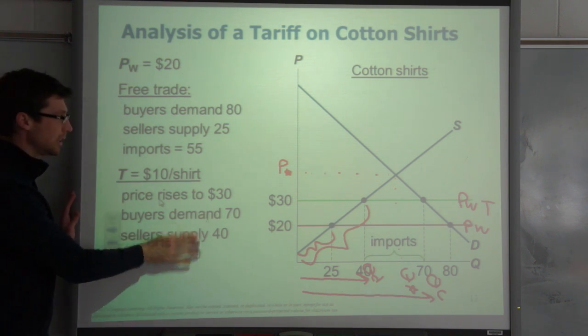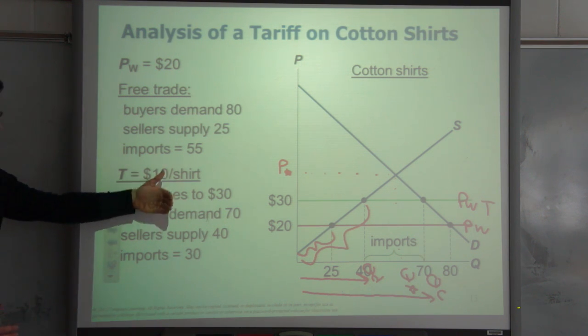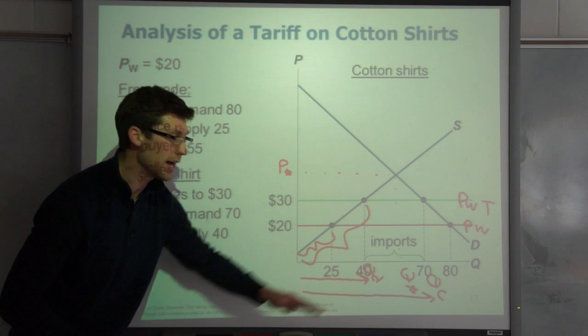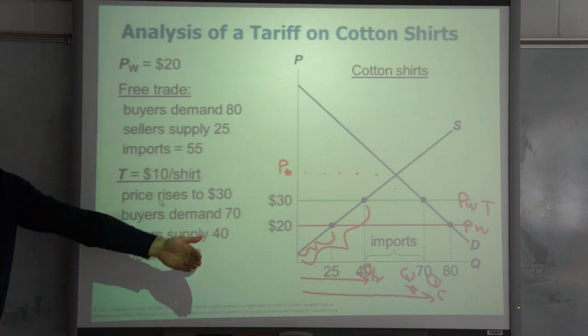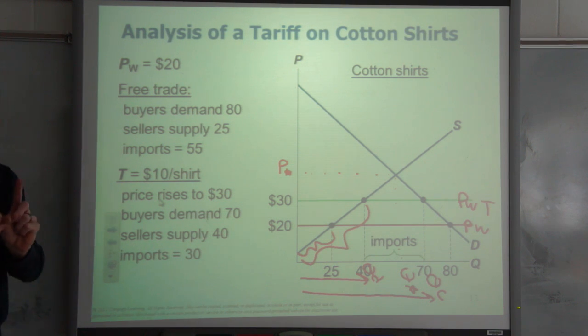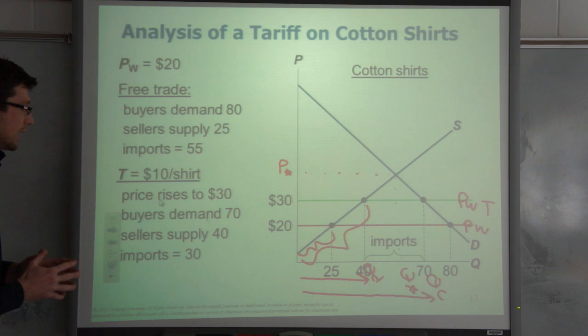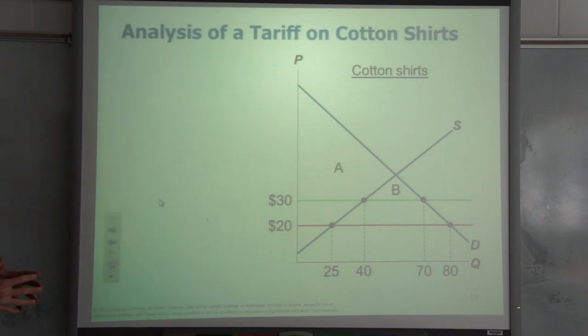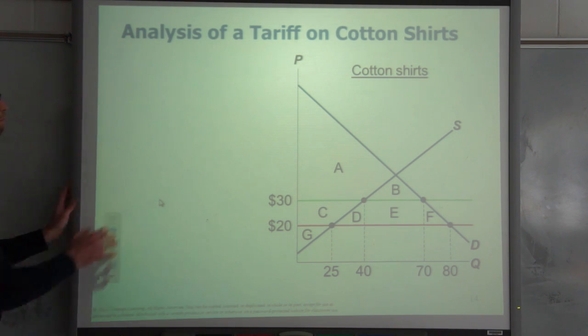But notice what happened to the imports. They shrunk from 55 to 30. Domestic production increased from 25 to 40. So the intent here was to help out domestic producers, and we did. But the question is, did we harm our society, our overall economic well-being? What happened to it? It'll be helped out by looking again with these letters.